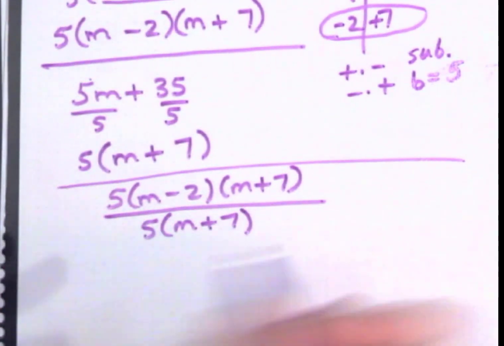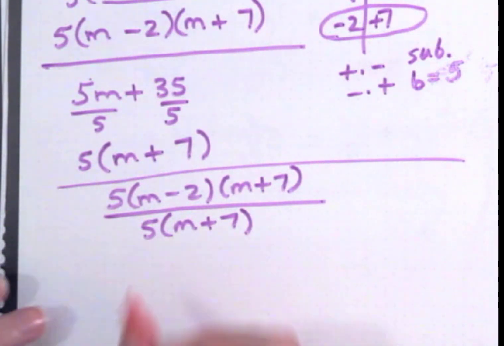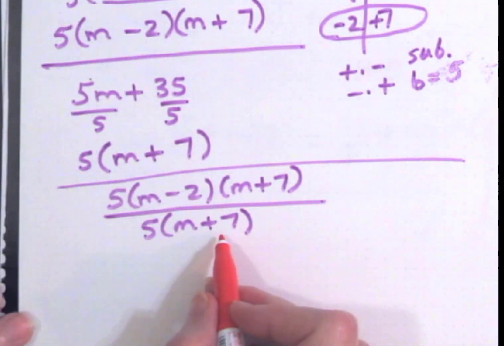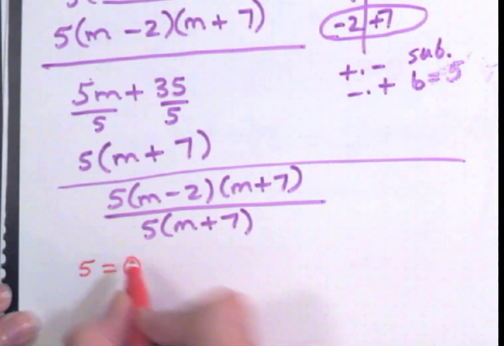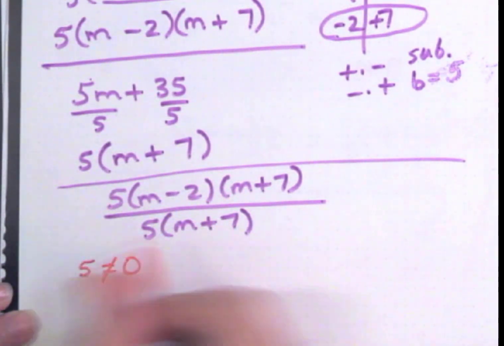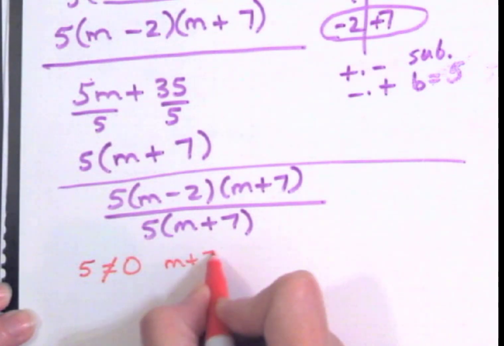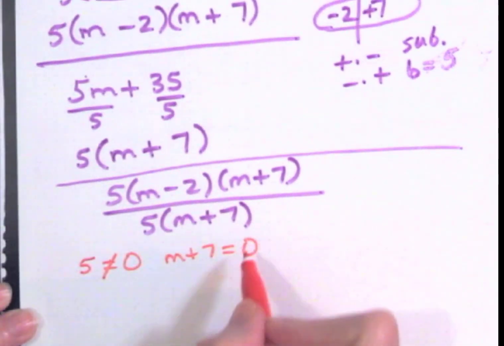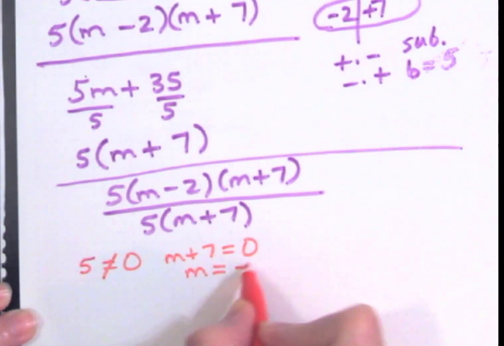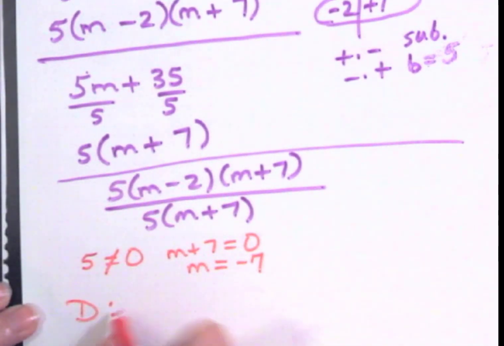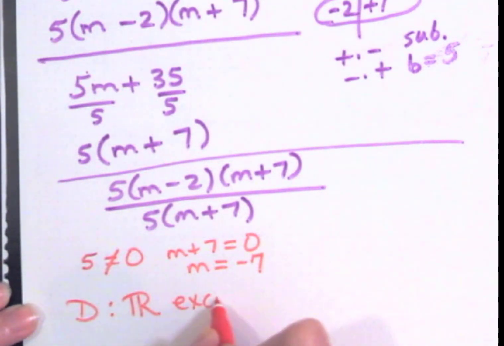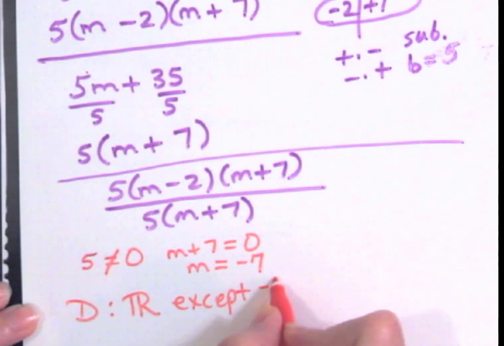Before we cancel, we need to think about those excluded values. So we just look at the denominator for that. So we're going to set each factor equal to 0, but 5 doesn't equal 0, so we kick that out. And then m plus 7 equals 0. We'll subtract 7 from both sides and get negative 7. And use a capital D for domain, a fancy R for real numbers, and then except negative 7.